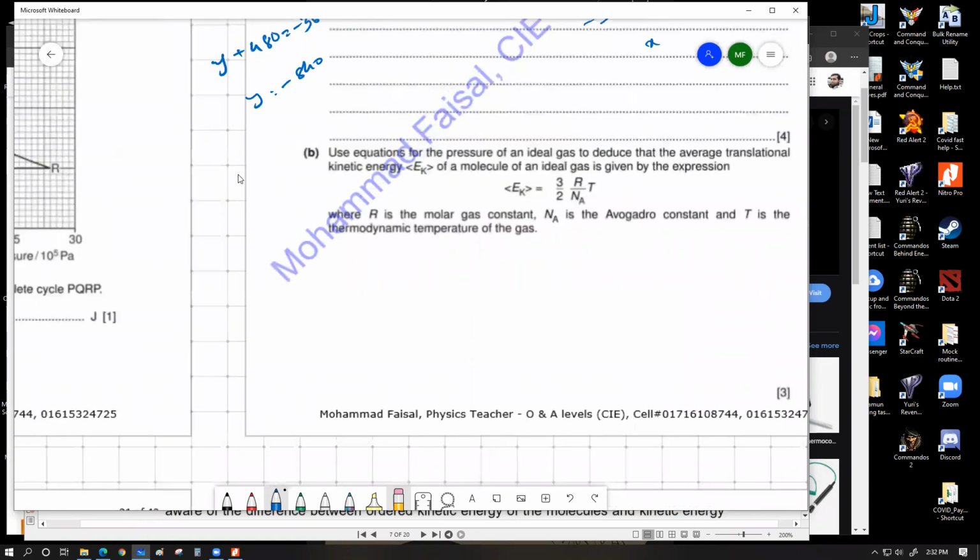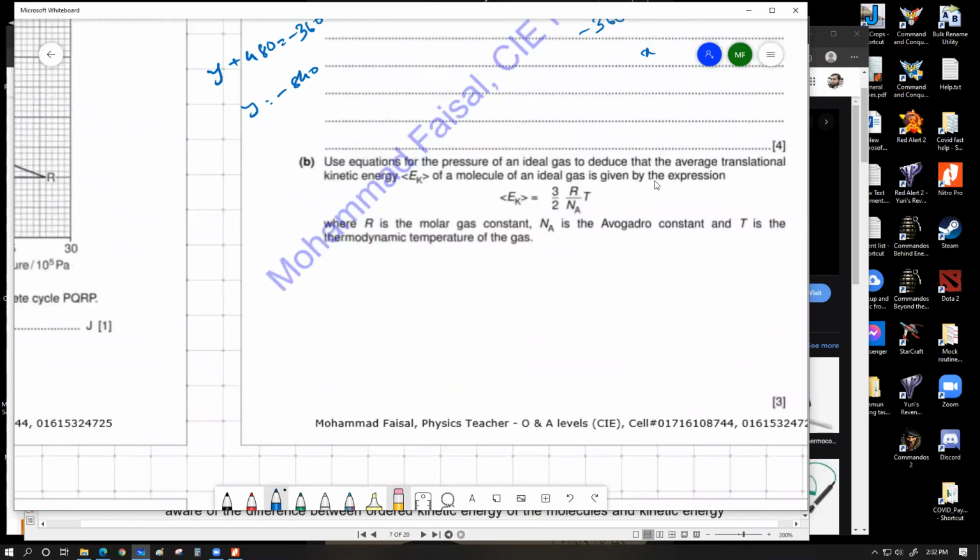Question number B says, use equations for the pressure of an ideal gas to deduce that the average translational kinetic energy EK of a molecule in an ideal gas is given by the expression EK equals 3/2 R over NA times T, where R is the molar gas constant, NA is the Avogadro constant, and T is the thermodynamic temperature of the gas.